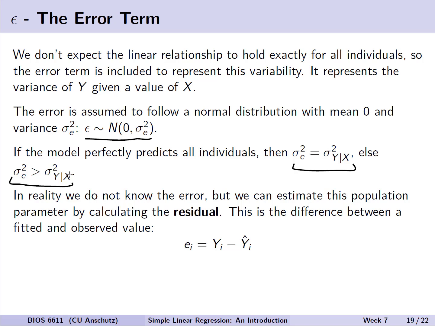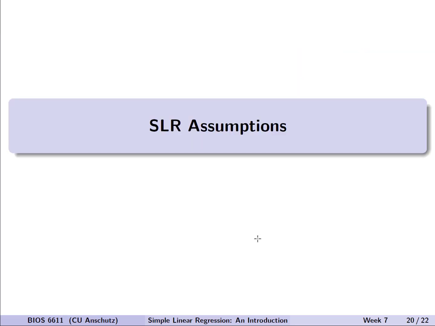Now, in reality, we don't know the actual error, but we can estimate this population parameter by calculating what we will call a residual. This is known as the difference between a fitted and observed value, or specifically speaking here, e sub i is equal to our observed data y sub i minus whatever our predicted value y hat sub i is for a given individual. We'll expand upon these ideas, terms, and different properties in the subsequent lectures, but before we close with our SLR introduction, let's introduce some assumptions.